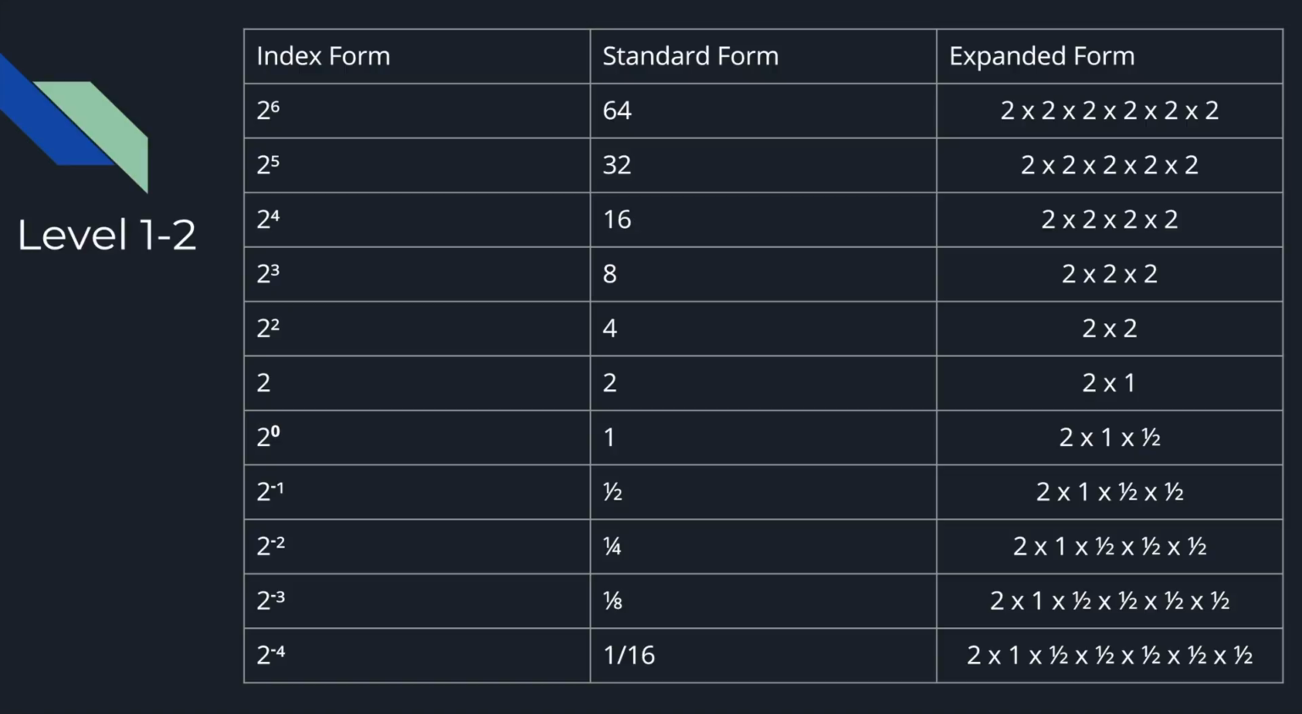So for levels 1 and 2, we were required to make a table, and the table had to contain exponents of 2, shown in 3 different forms: the exponent form, or index form, standard form, and expanded form. Although the requirements were only from 2 to the power of 4 to 2 to the power of negative 4, I put 2 to the power of 5 and 2 to the power of 6 on the table for a reason I'll talk about later.